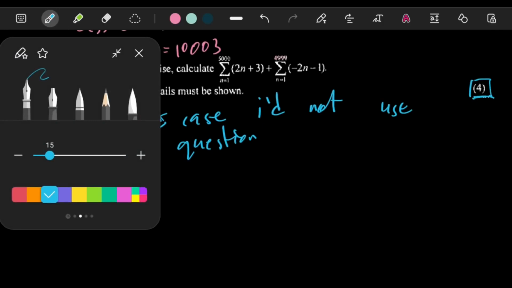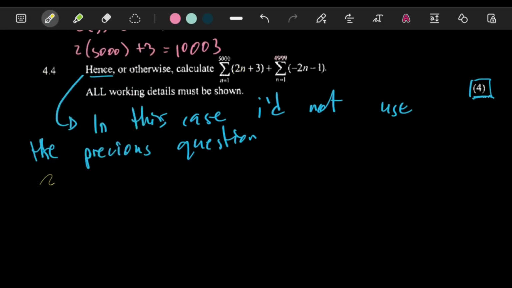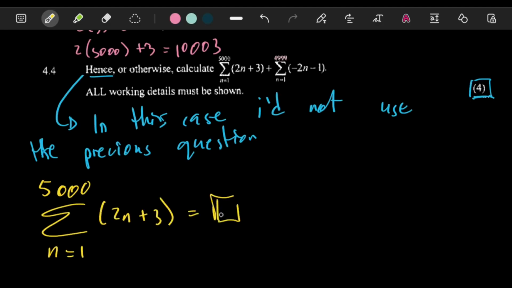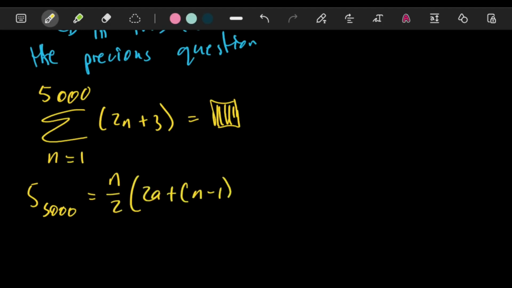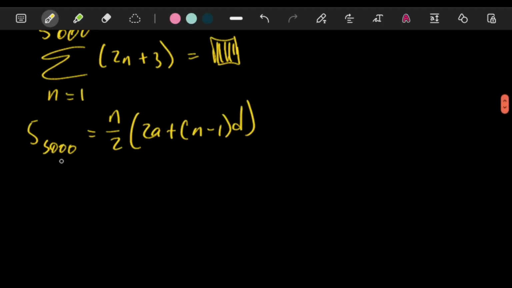This is what I mean. For the first one, using the SN formula, remember this is saying you're adding up the first 5,000 terms, starting from the first one. And this is your general term, which will give you a specific number if you use the SN formula. So you're working out the sum of the first 5,000 terms. You have n over 2 times 2a plus n minus 1 d, and n is 5,000.